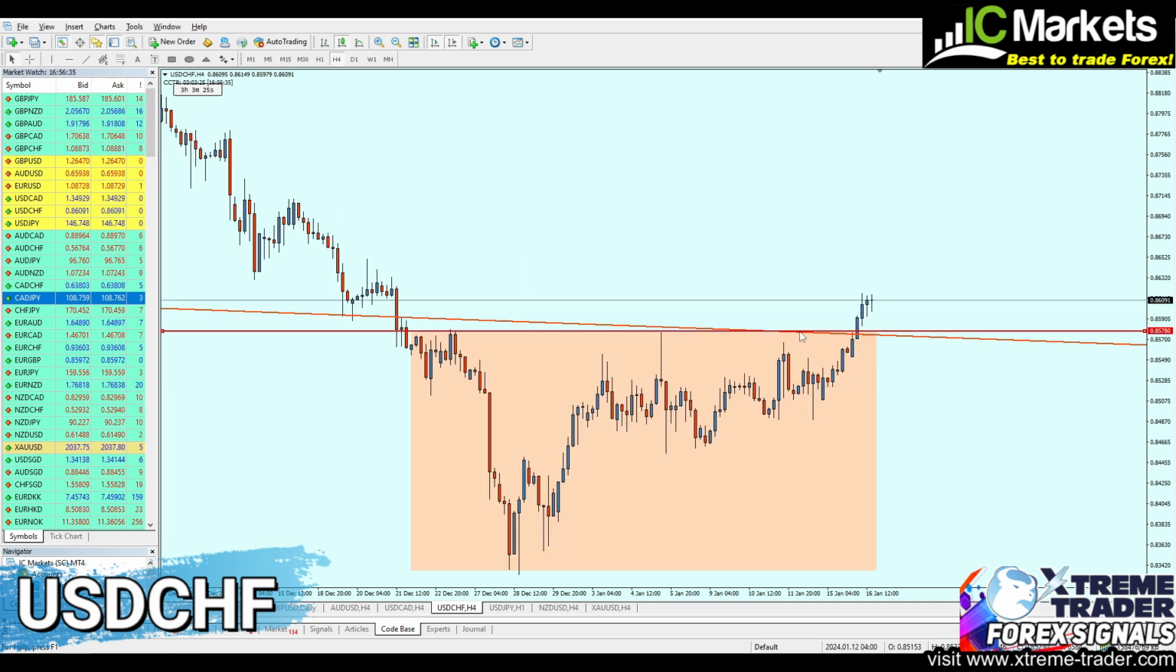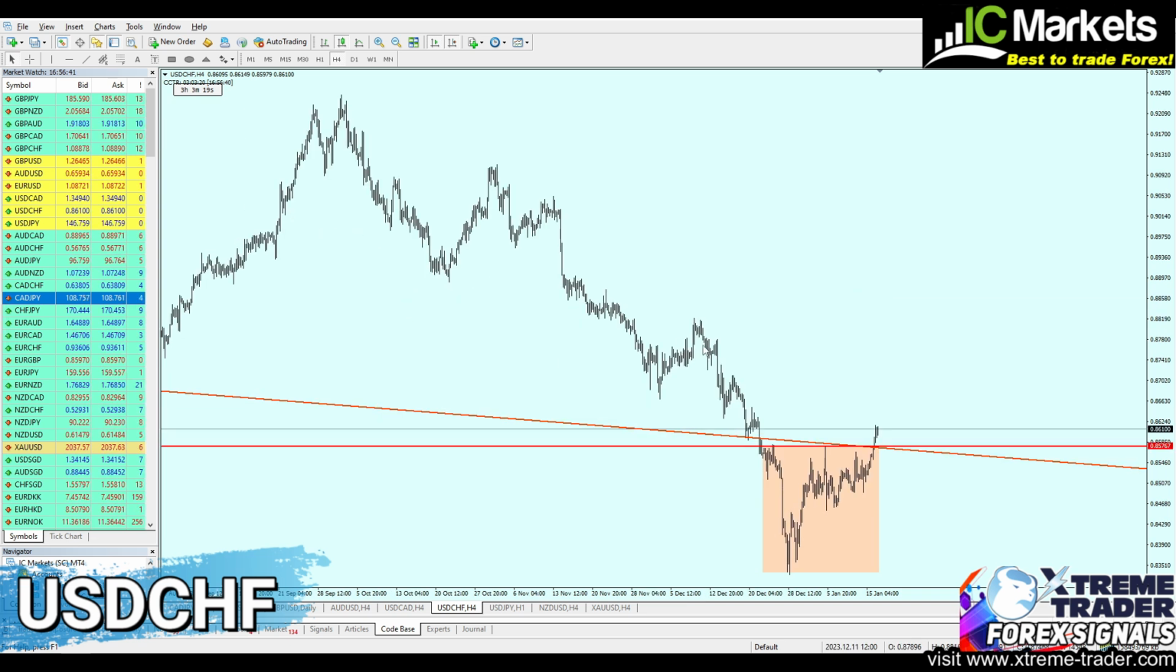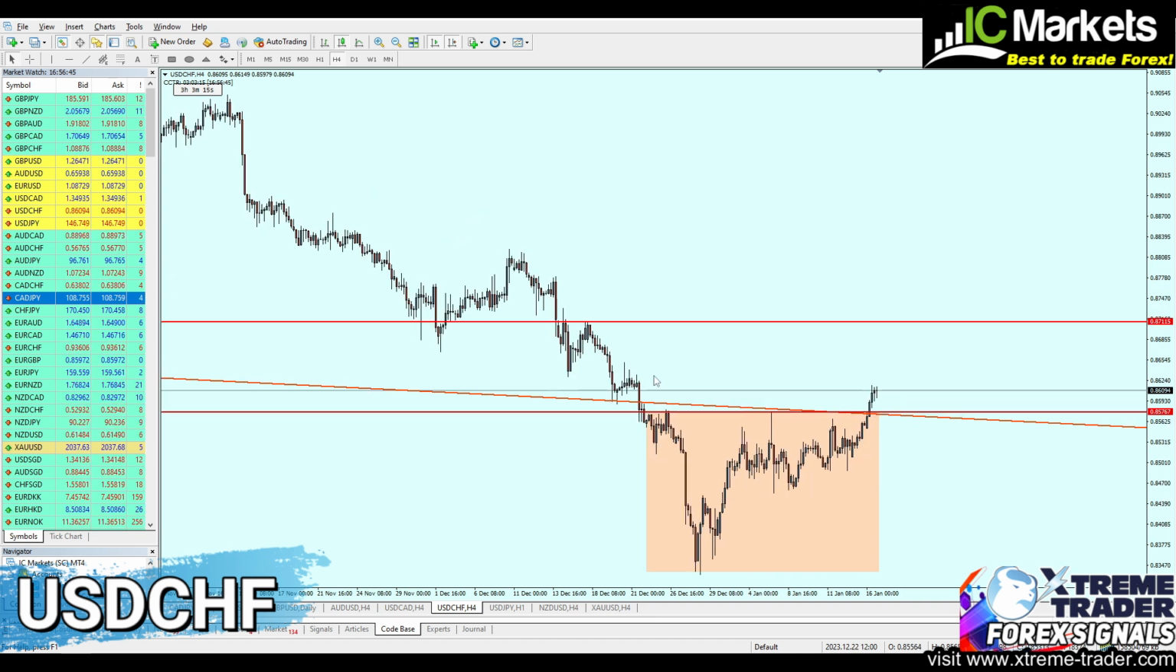So therefore, buying the USD CHF exactly right here at the previous level of a resistance, exactly right there to be precise, at 0.65767, targeting of course the next key resistance level, exactly at 0.87115.